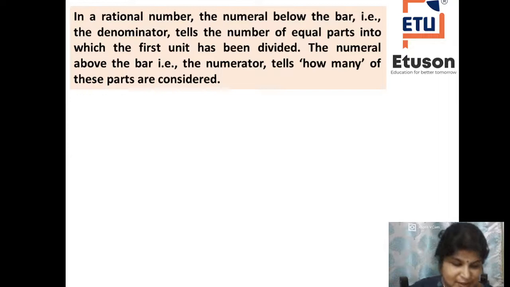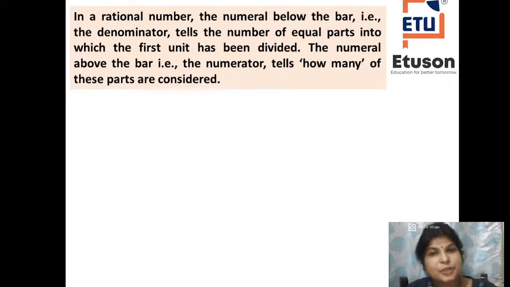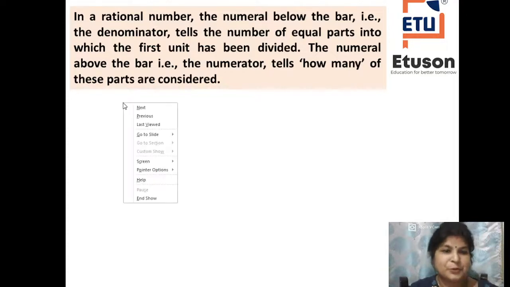So now let us go for another representation where I will be considering some more numbers, irrational numbers. What you have observed in the previous representation is, in a rational number, the numeral below the bar, that is the denominator, tells the number of equal parts into which the first unit has been divided. The numeral above the bar, that is the numerator, tells how many of these parts are considered. I have already discussed, like in 1 by 2, 2 is the number of divisions that the space has to be divided into, and out of 2 you are considering 1. So 1 is the numerator, out of 2 you have to take this 1.